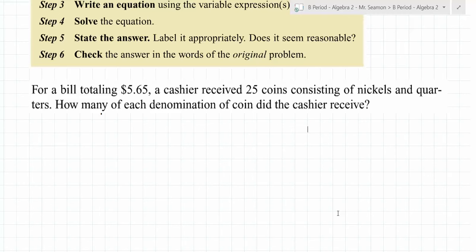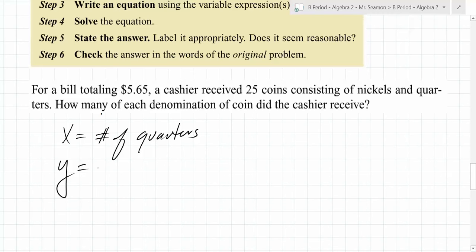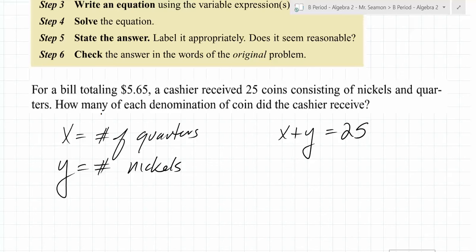So how many variables do we have? Two. So what two variable names do you want to use? So what is x going to be? Number of quarters. Okay. And what's y going to be? Nickels. Nice. What's one relationship between x and y that you know? x plus y is equal to 25. That is correct. Now you have two variables. How many equations do you need?